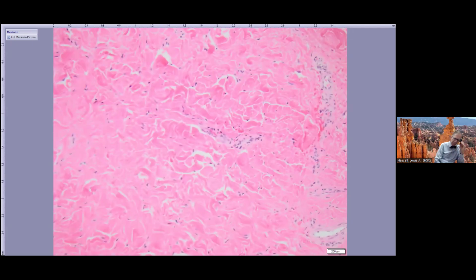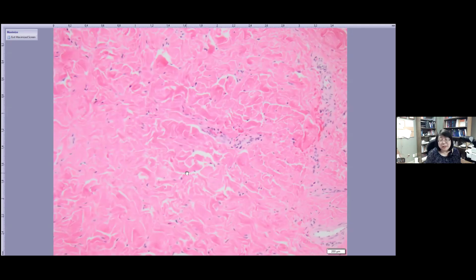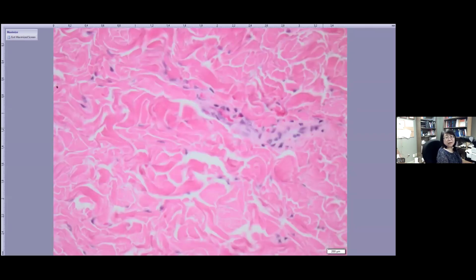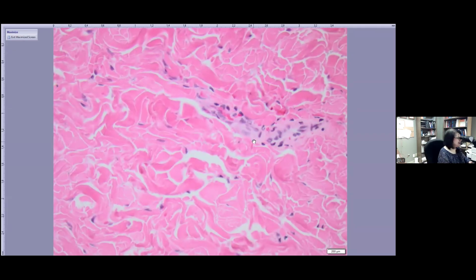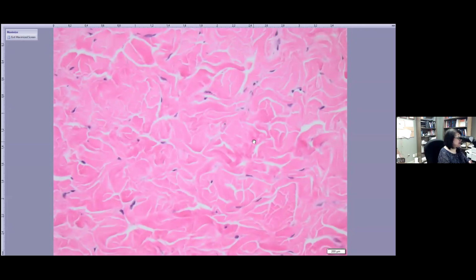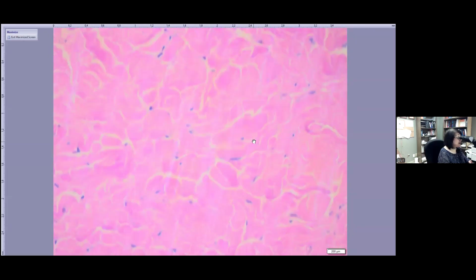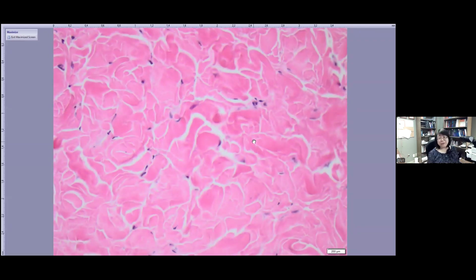The majority of the lesion is composed of hyperhazard-arranged collagen with tiny spindle nuclei. There are some vessels here. Not much inflammation, no pleomorphism. This is 40x now. No inclusion. So that's basically what we have. Very bland, very benign looking. People may think that's probably normal tissue, but it's not.